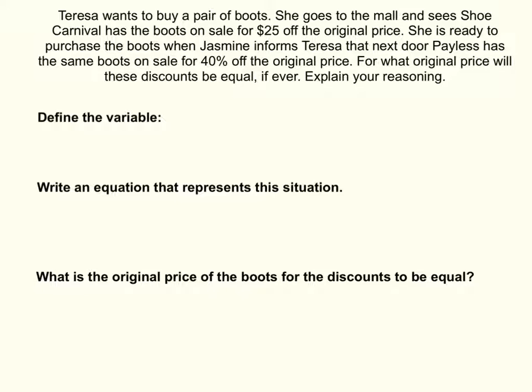Teresa wants to buy a pair of boots. She goes to the mall and sees Shoe Carnival has the boots on sale for $25 off of the original price. She is ready to purchase the boots when Jasmine informs Teresa that next door, Payless has the same boots on sale for 40% off the original price. For what original price will these discounts be equal, if ever? Explain your reasoning.